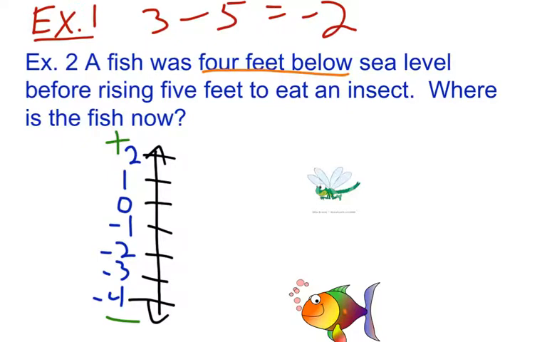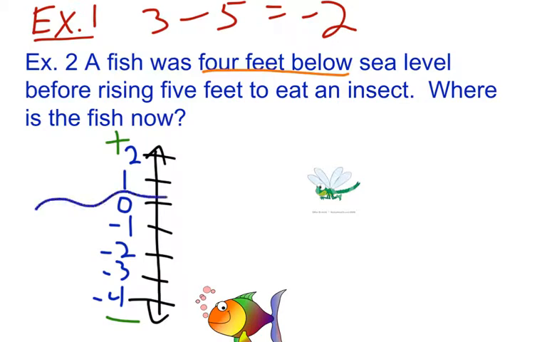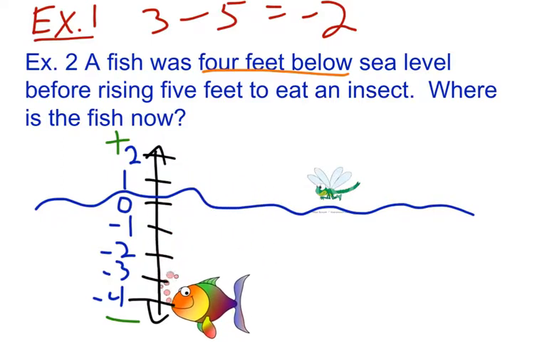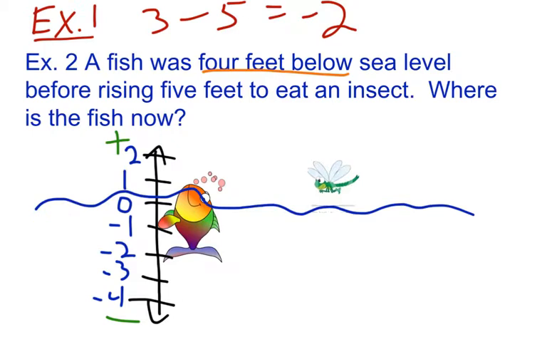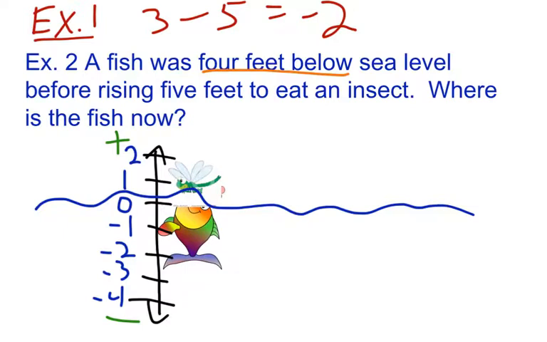So 4 feet below is going to mean that we want to put it, this is sea level right here, right at 0. So we're going to put the fish at 1, 2, 3, 4 feet below. I'm going to use his mouth to be that marker. And it says that the fish rises 5 feet to eat an insect. So the fish is going to rise up 1, 2, 3, 4, 5 to eat that insect. So that insect must be right about there, huh? All right, so where is the insect?